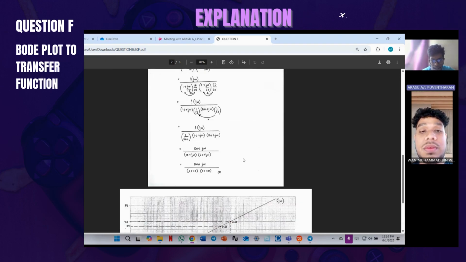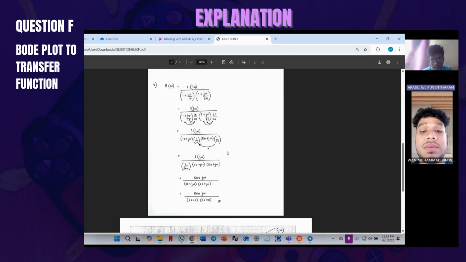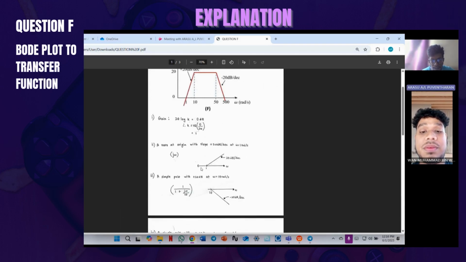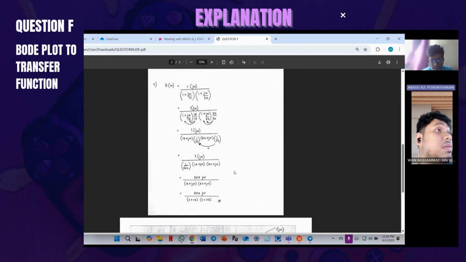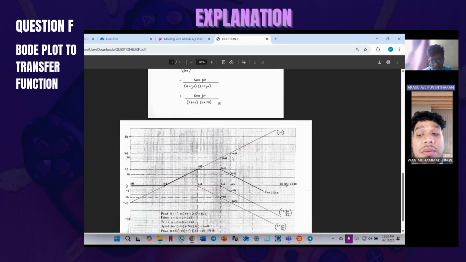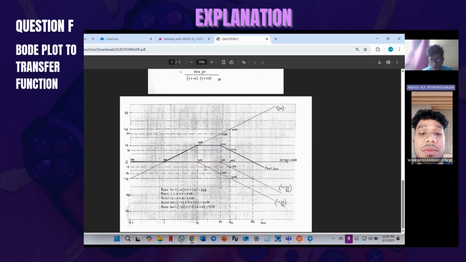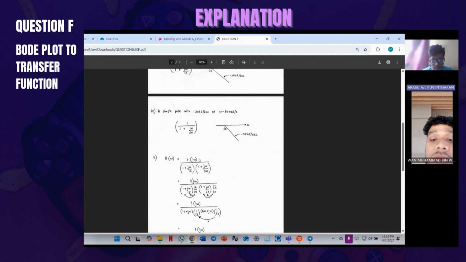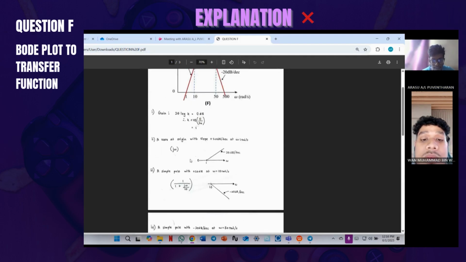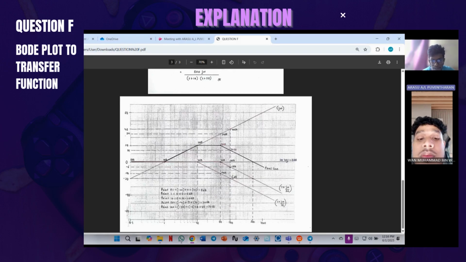So that means our calculation is correct based on the Bode plot that we did. This is the proof that we did to find the transfer function. So now I pass to Wan to conclude our question F.